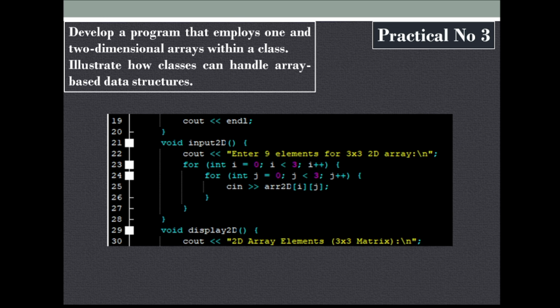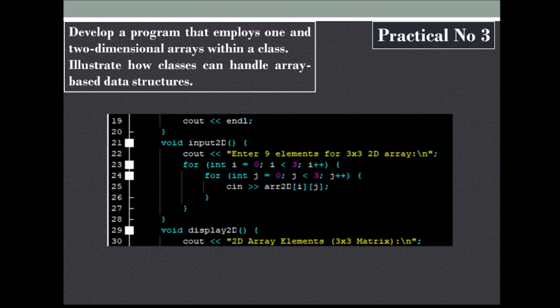Void input2D is a function to take 9 values. Cout "Enter 9 elements for 3 by 3 2D", which is a message to the user. for (int i = 0; i < 3; i++), which is the outer loop. Next, we have for (int j = 0; j < 3; j++). Then cin >> array2D[i][j]. Now what does it do? It stores the value in the matrix position. It gets the value of i, gets the value of j, and the value is stored in the matrix position. And here the loop ends.